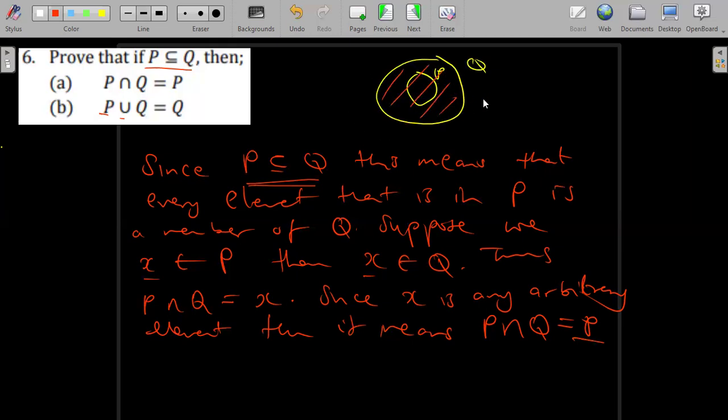And I see from what I've shaded, I've just shaded Q. Because P is contained in Q, if I take the union and bring all the elements together, I'll just get the set Q.